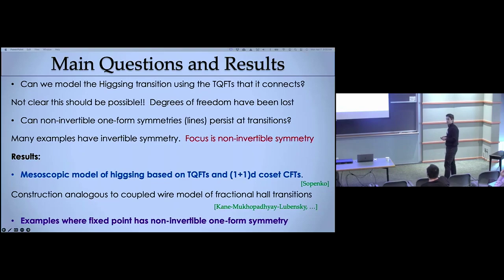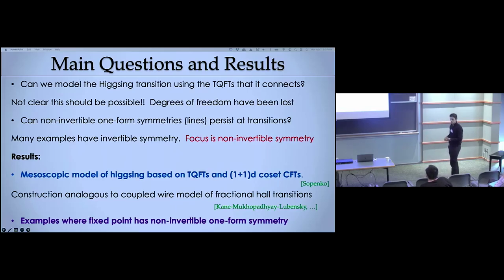The second question is about the symmetries of the transitions. So these two TQFTs have lots of topological lines. They have invertible, abelian one-form symmetry, and they often have non-invertible, non-abelian one-form symmetries. And we'd like to know, can non-invertible one-form symmetries persist at the transitions? Are they always just some accident of the infrared TQFT, or can they sit in the middle as well? Now, of course, many examples have invertible one-form symmetry. So our focus here is on the non-invertible one-form symmetry. So those are the main questions.